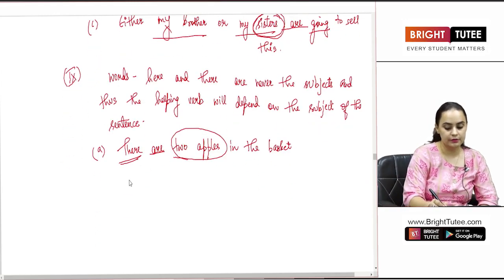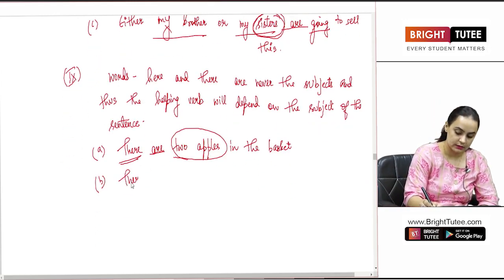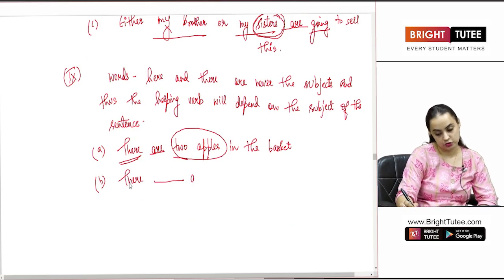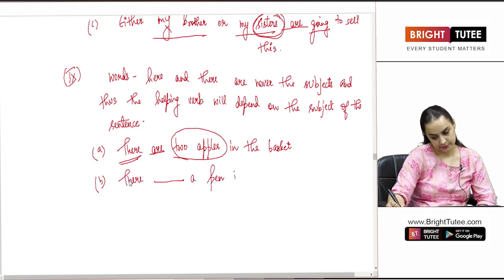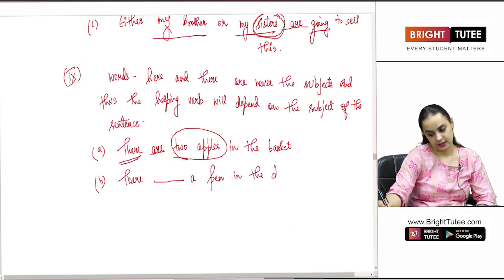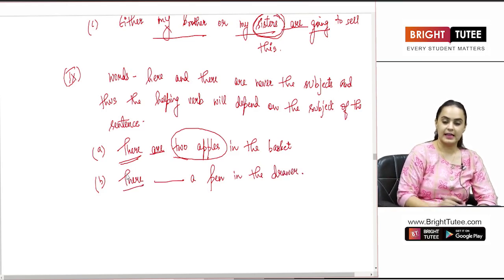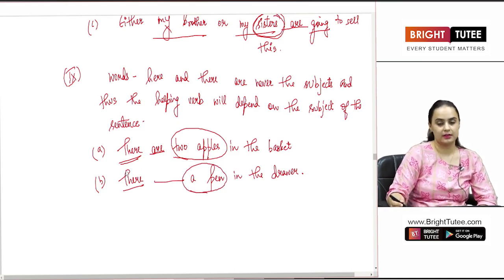If I give you another example, there is a pen in the drawer. There is not the subject. What is the subject? A pen. It is singular. So we will write the singular helping verb, which is.